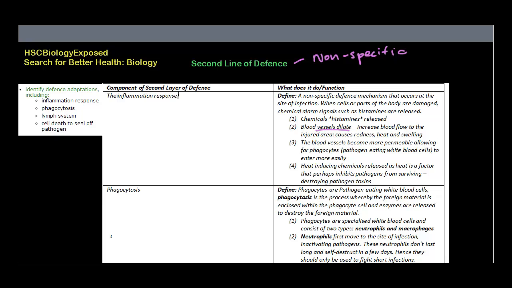And the last one was cell death to seal off pathogens. Okay, so I hope this does help, regardless that it doesn't have the lymph system as a part of it.